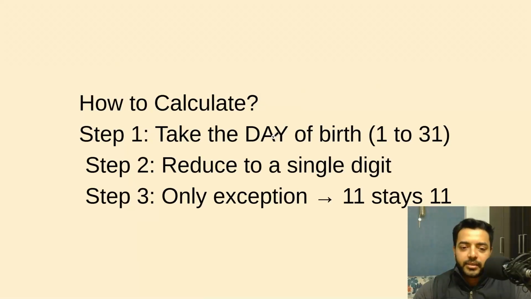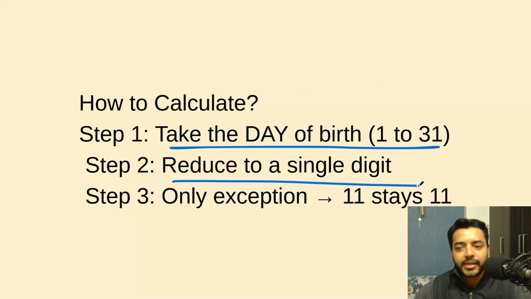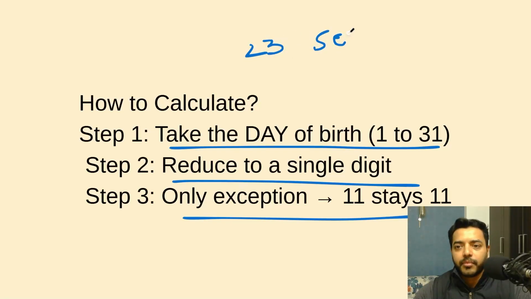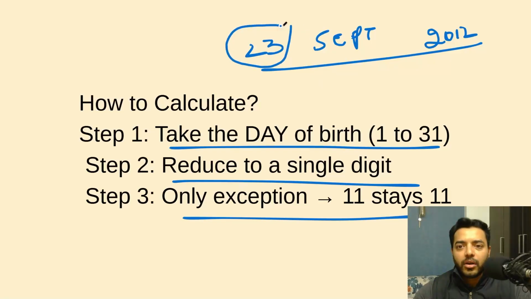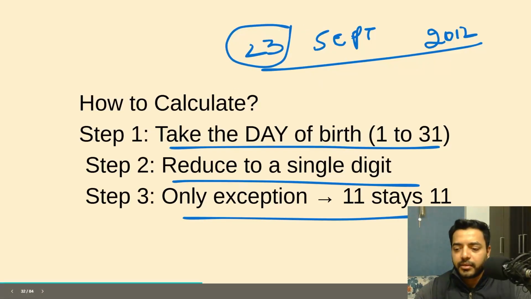So how do I calculate it? Take the day of birth, and then reduce it to a single digit. The only exception is 11. So let's say somebody was born on the 23rd of September 2012, just taking an example. In here, all you take is 23.